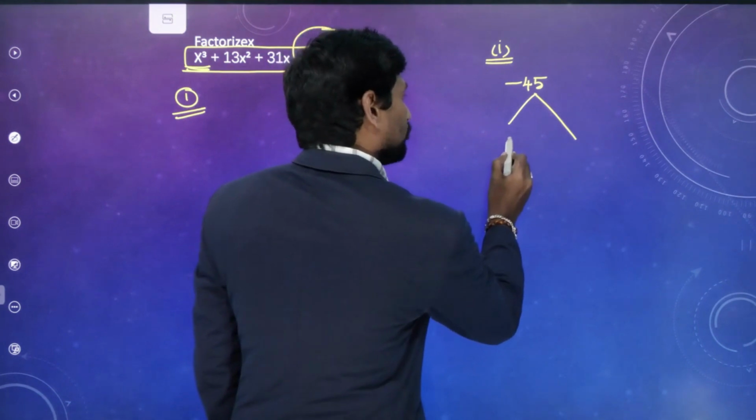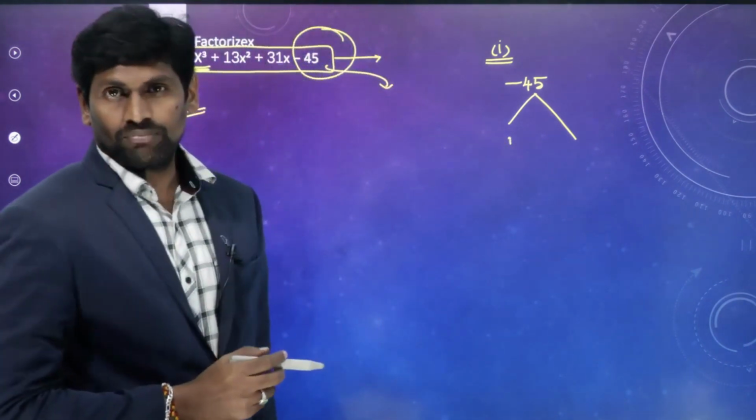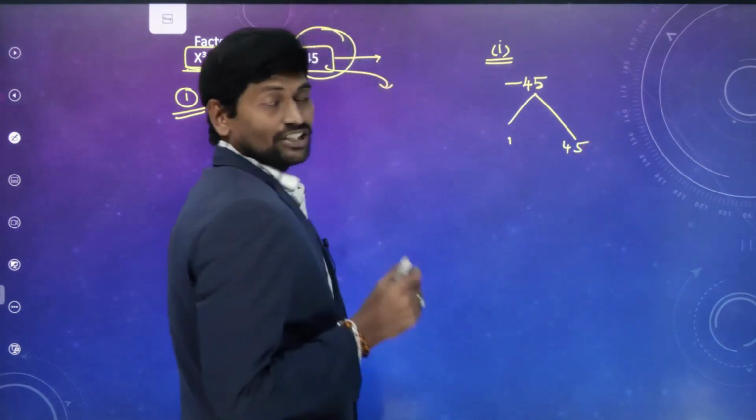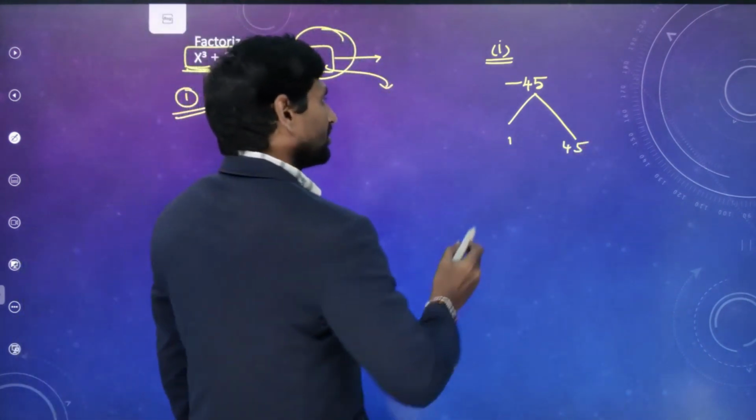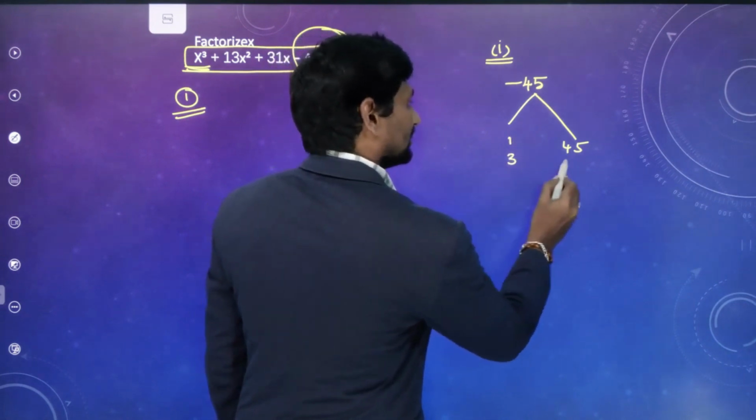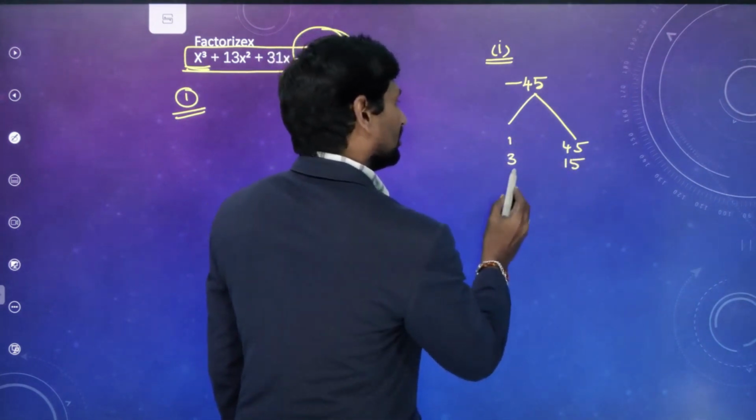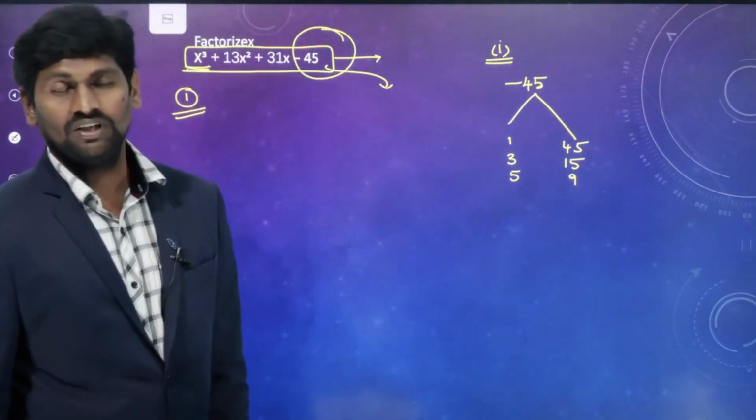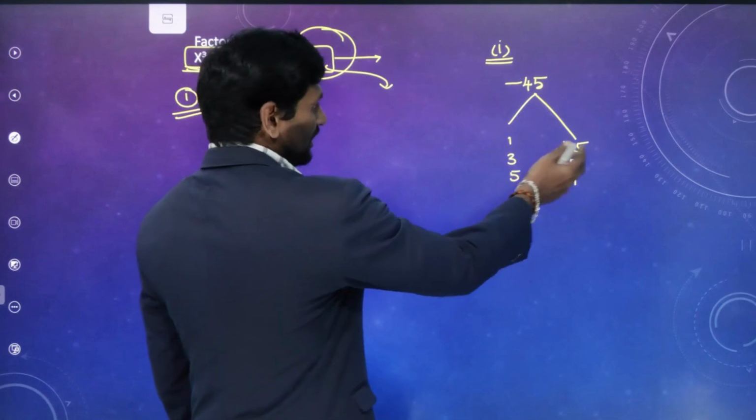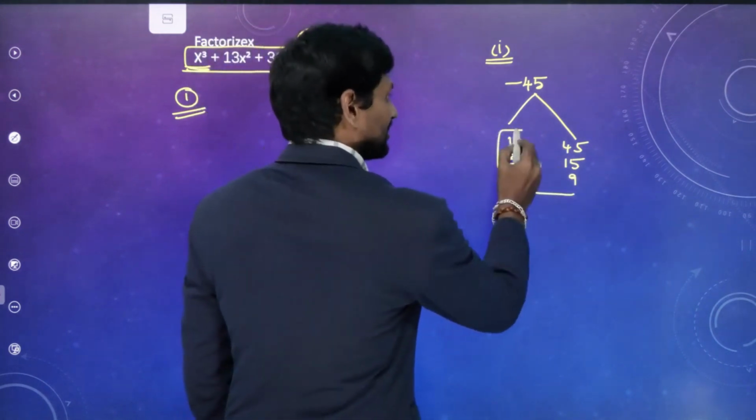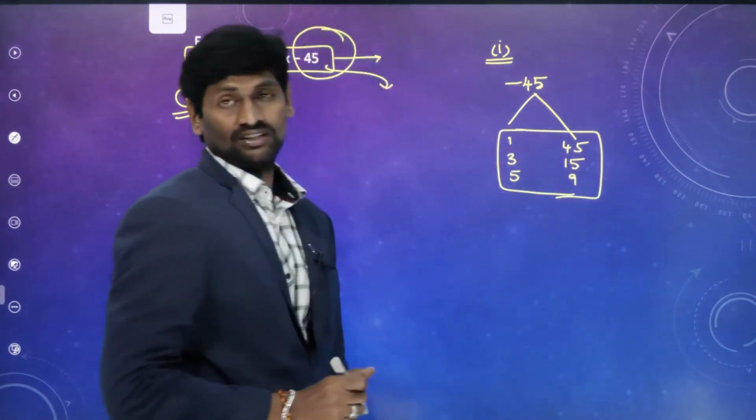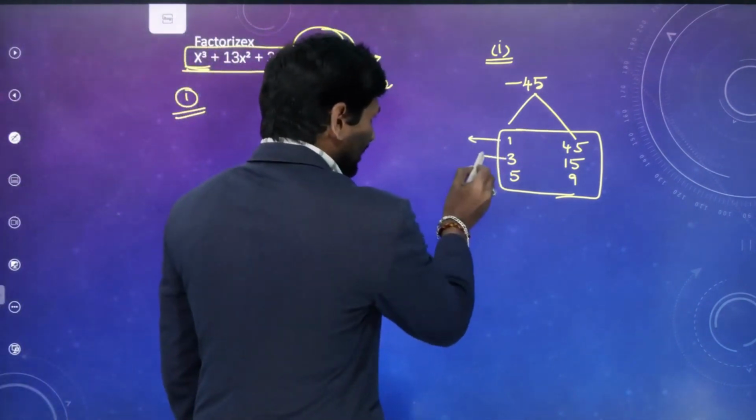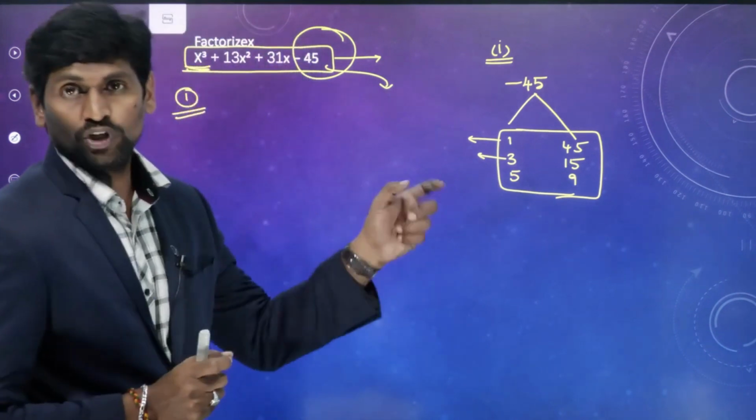From here, 1 is a factor of every number, right? So 1 into 45 is the first pair of possible factors. Next 3 15s, 5 9s. So here there are 6 positive factors I am finding, but we need to check each and every factor by substituting in the given polynomial.